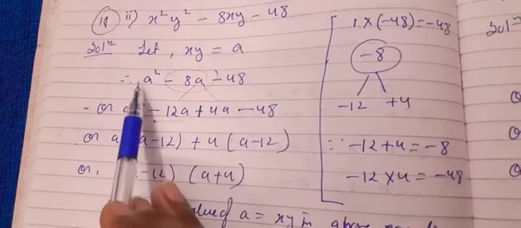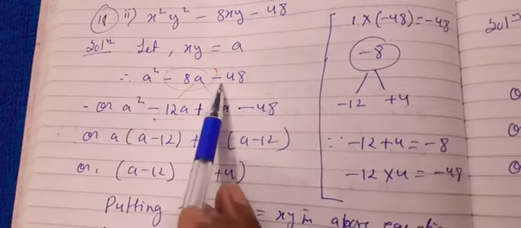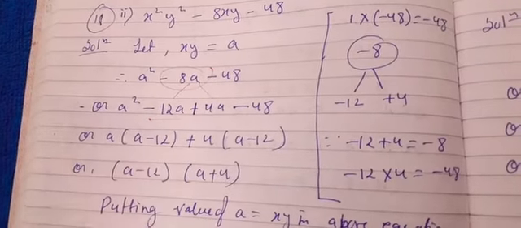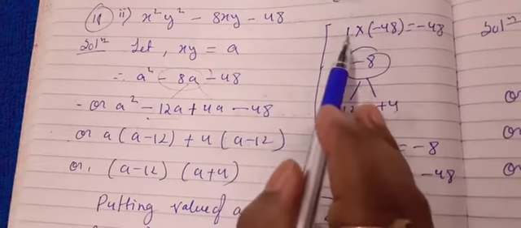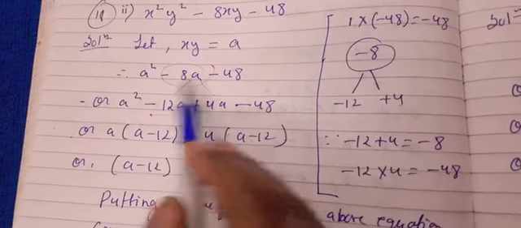Now, as our algebraic expression is set, according to the middle term splitting method, we have to check the product of the coefficient of a square and the constant term, minus 48. We have to multiply them. So I have multiplied 1 into minus 48, which is equal to minus 48. Now what is the middle term? The middle term is minus 8.